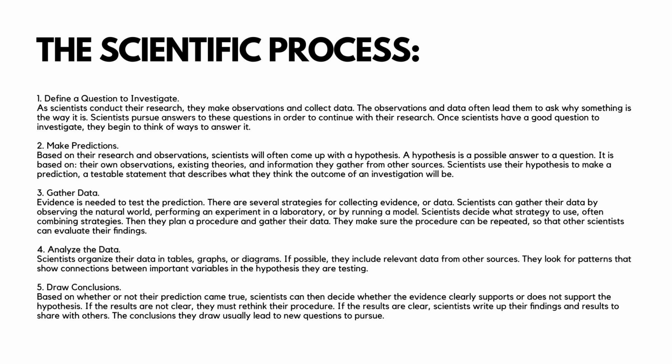Draw conclusions. Based on whether or not their prediction came true, scientists can then decide whether the evidence clearly supports or does not support the hypothesis. If the results are not clear, they must rethink their procedure. If the results are clear, scientists write up their findings and results to share with others. The conclusions they draw usually lead to new questions to pursue.